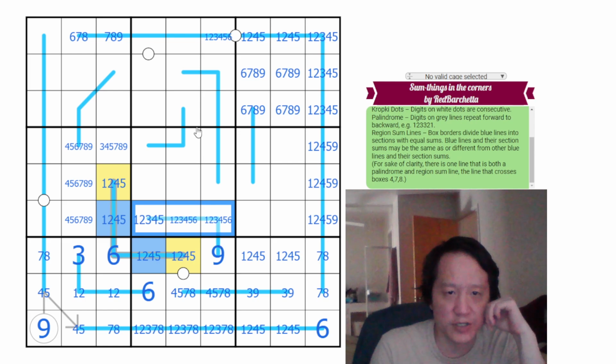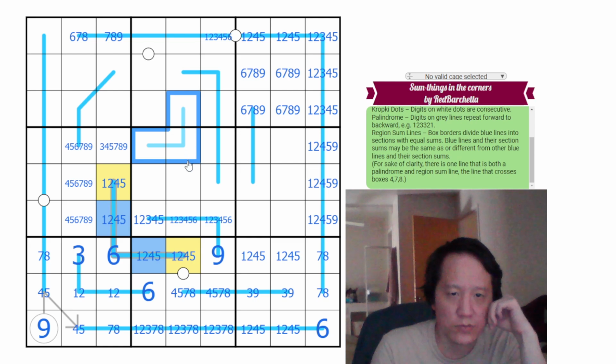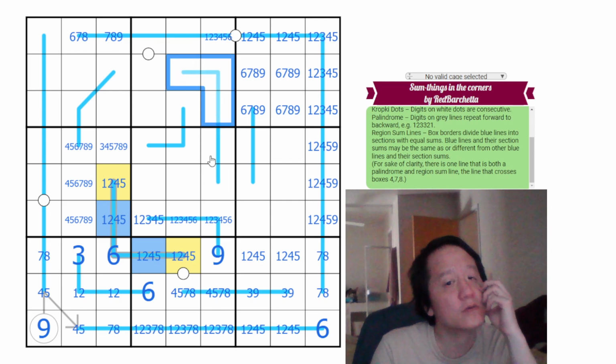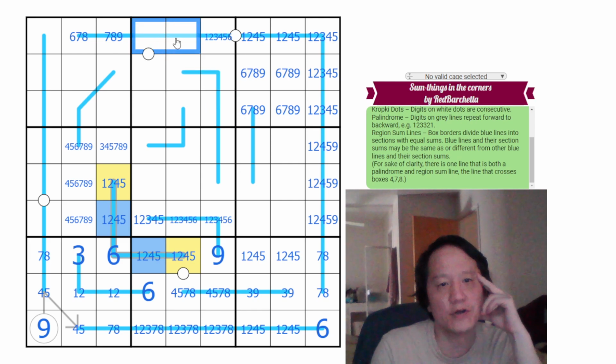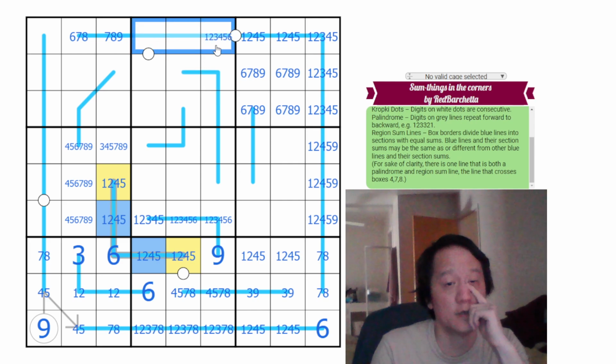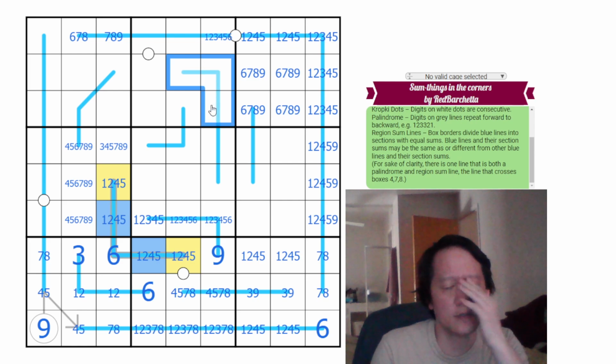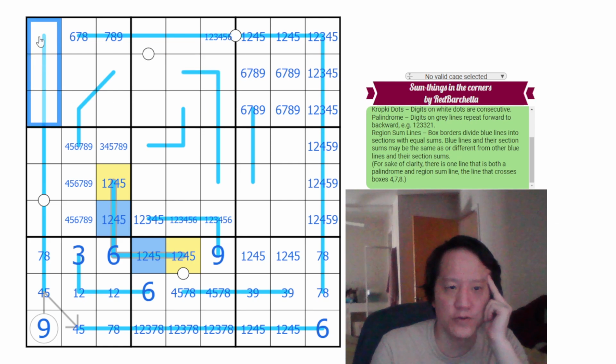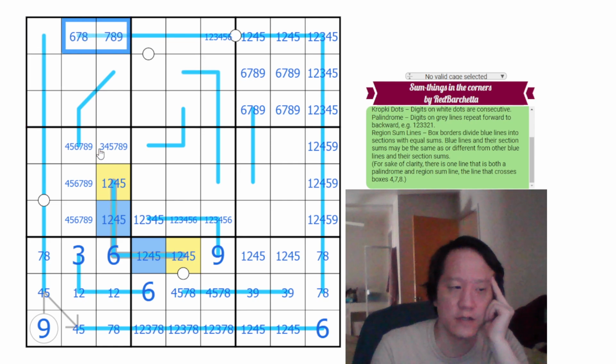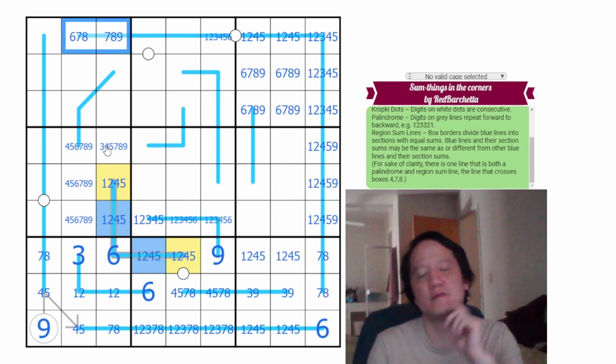Okay, so this adds up to 9. We don't know what this adds up to. This adds up to 3. So we know this is 15. This is 17 at most. That doesn't really help us. This is 12. This is 15. So it's 27.